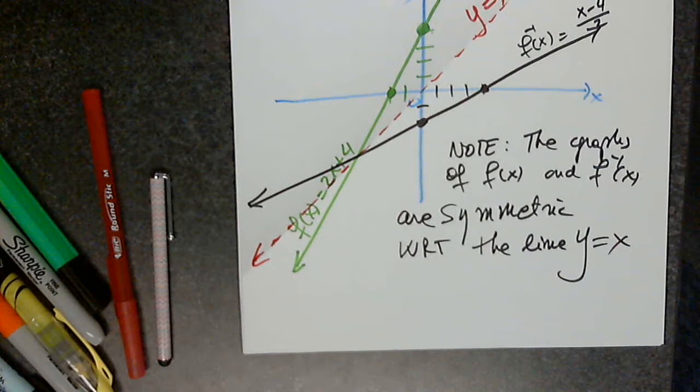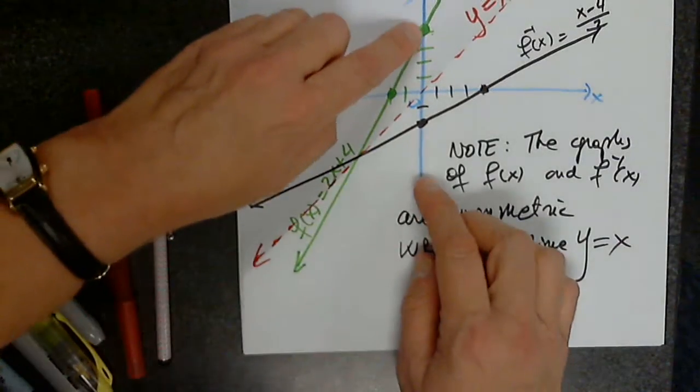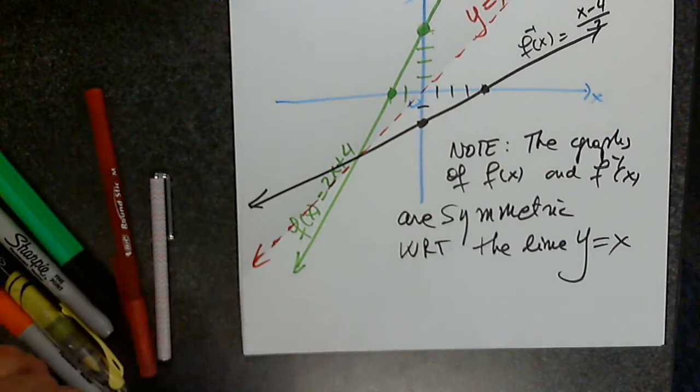One more time, the graphs of f of x and f inverse will always be symmetric, or a reflection, if you want, with respect to the line y equals x. So it'll never move, it'll just widen or narrow. You know, it will flip. Okay? This point, so that's what Will was saying.